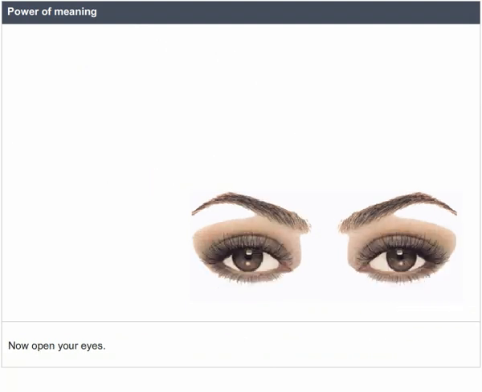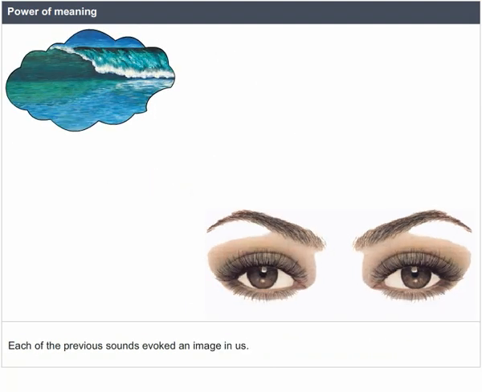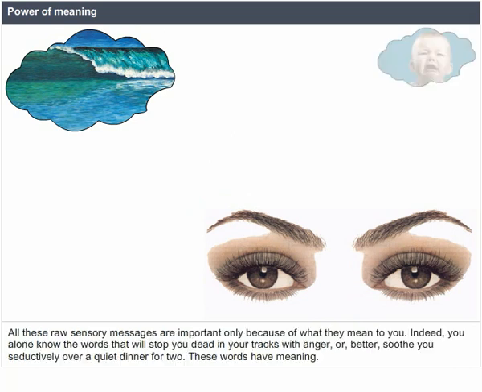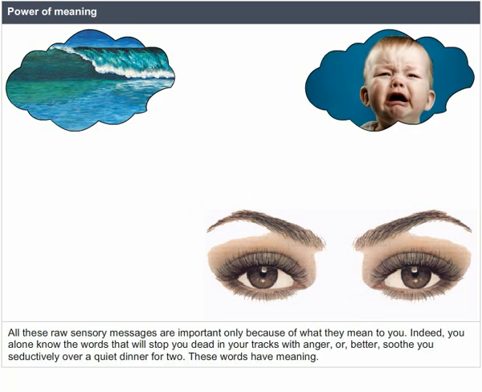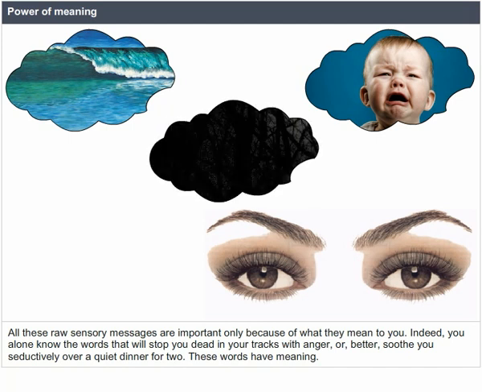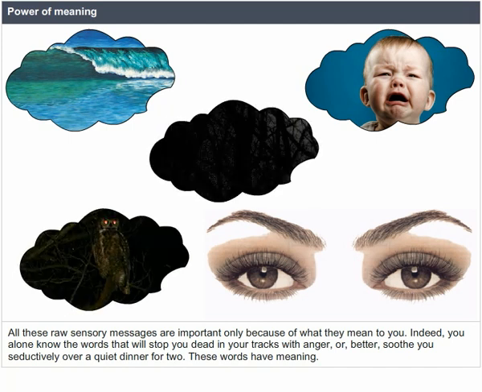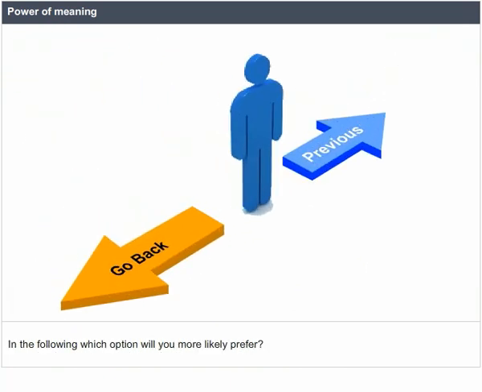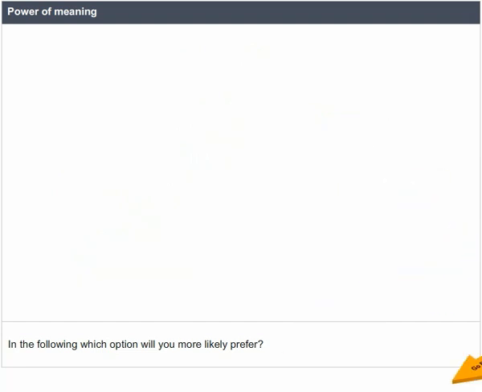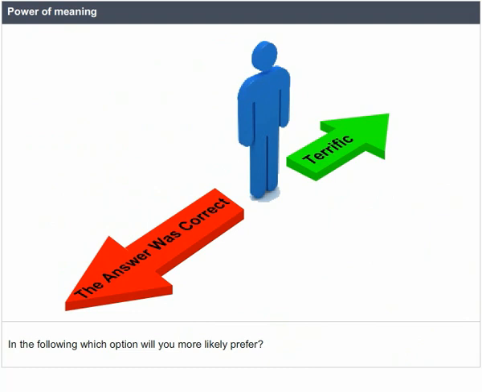Now, open your eyes. Each of the previous sounds evoked an image in us. All these raw sensory messages are important only because of what they mean to you. Indeed, you alone know the words that will stop you dead in your tracks with anger, or better, soothe you seductively over a quiet dinner for two. These words have meaning. In the following, which option will you more likely prefer? Go back or previous, quit or close, terrific or the answer was correct.